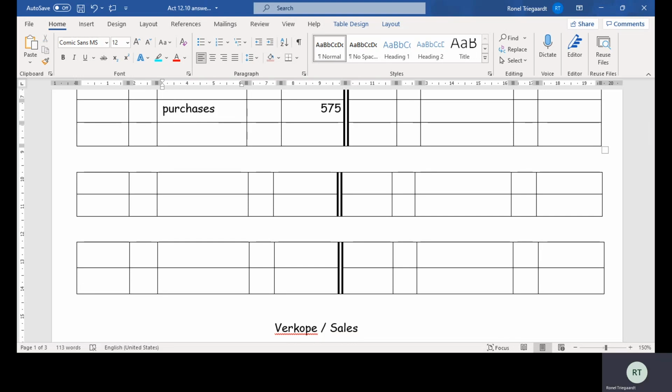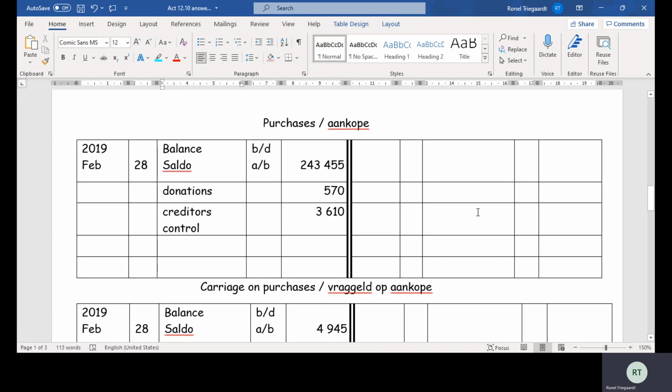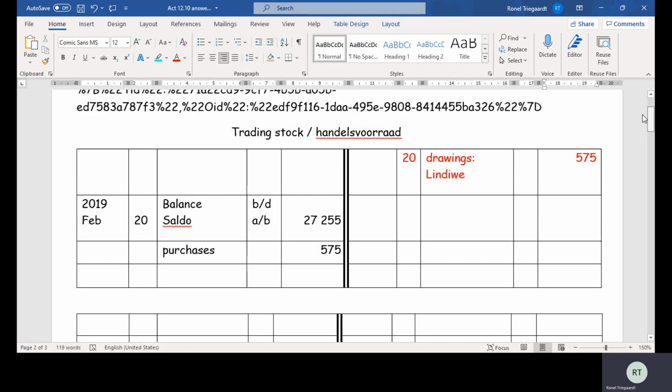You find it must be in drawings, it's fine, it must be there. And in purchases, I'm going to write trading stock, because this amount is now transferred from trading stock 28. Which is funny to see, because we know that trading stock has nothing to do with purchases. But because we made a mistake inside the trading stock account, we now have to just transfer that amount out.